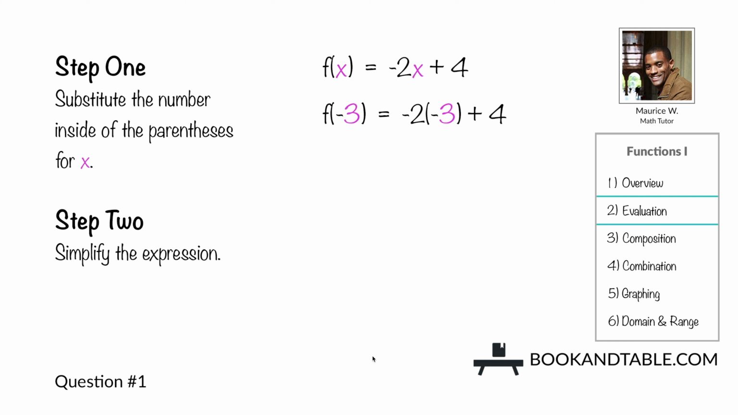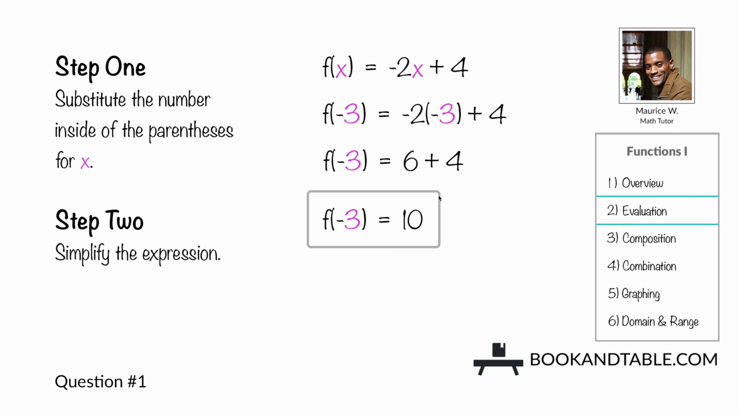Question number 1, step 1, substitute the number inside of the parentheses for x. So the independent variable is x, and the question asks us what is f of negative 3. So we plug in negative 3 each place we see x, which is here. And now step 2, we want to simplify the expression. So we start with negative 2 times negative 3, which will give us positive 6, plus 4. So we see f of negative 3 is equal to 6 plus 4, which is equal to positive 10. So the answer to question number 1 is f of negative 3 is equal to 10.